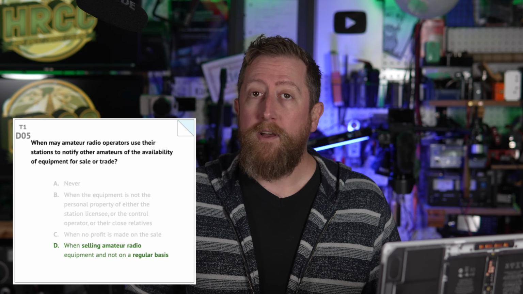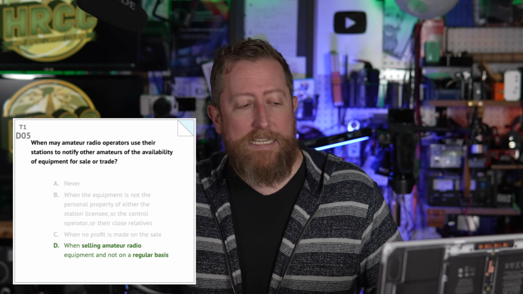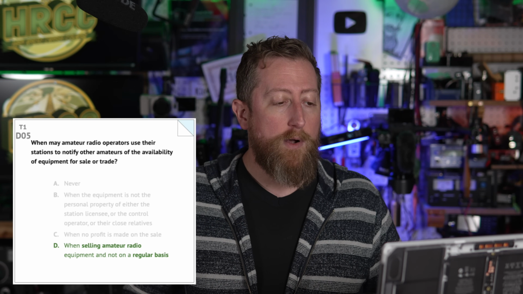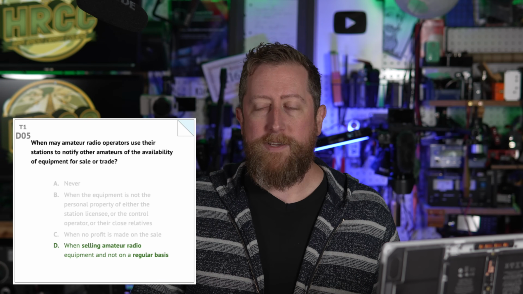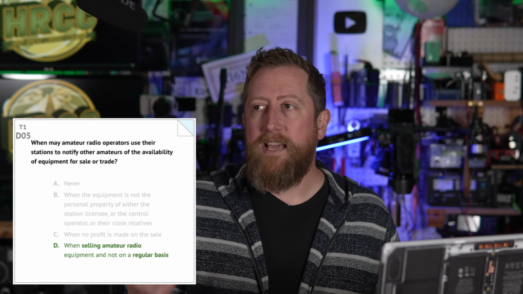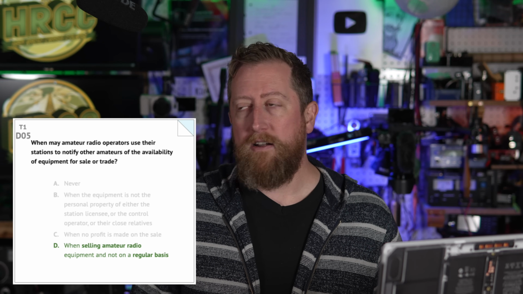Delta 05, when may amateur radio operators use their stations to notify other amateurs of the availability of equipment for sale or trade? Ooh, dipping into doing business. D, when selling amateur radio equipment and not on a regular basis. So you can't really have, like, this is Joe's amateur radio retail hour where I tell you what I'm selling right now and then you come on down to my place. This is like, hey, I'm talking to a guy on the air and he said, hey, I'm looking for an amplifier. And you go, hey, I have an amplifier. I'm selling this amplifier. And he goes, oh, hey, great, I'll take it. I'll see you Tuesday. That's the idea with that.